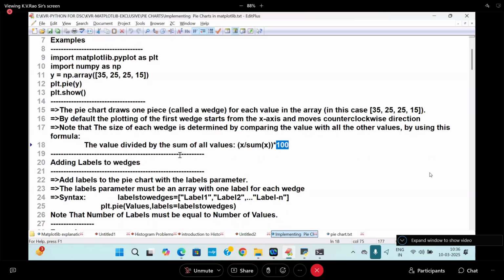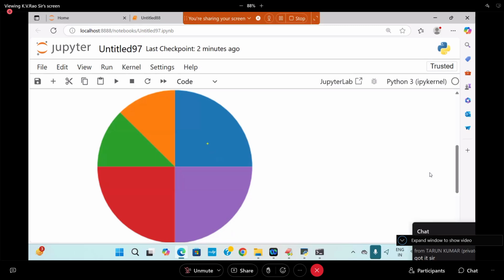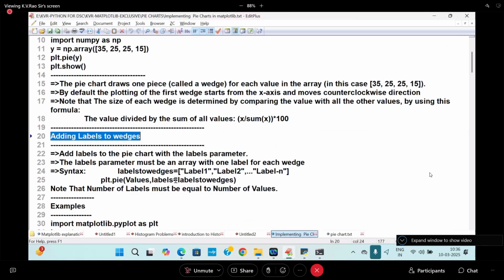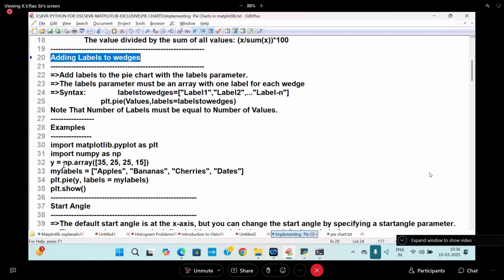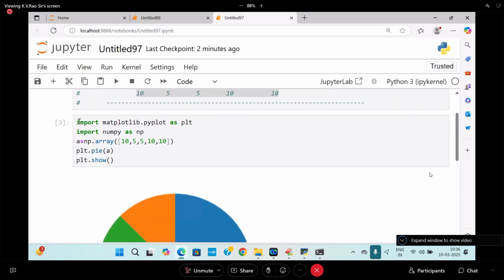Now what am I going to write? Labels. Adding the labels to the wedges. What is this label here? First label is what? Football. Next one, I need to give the labels to that. How to give the labels here? If you look at the labels I'm adding here, add the label to that. What is the next parameter here? Labels.